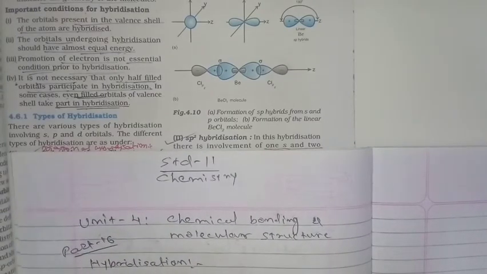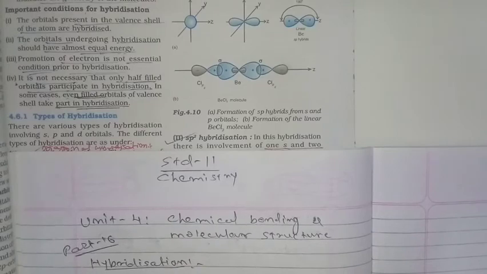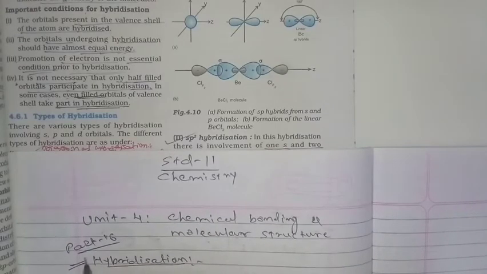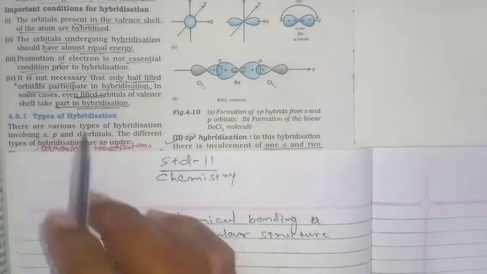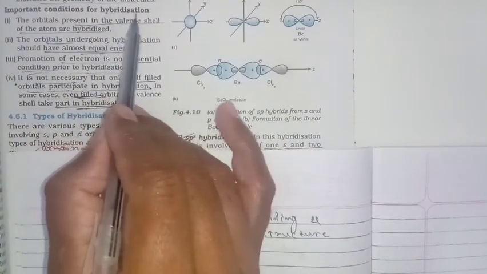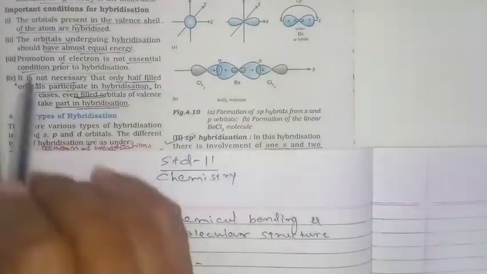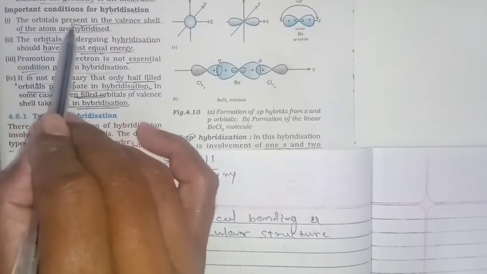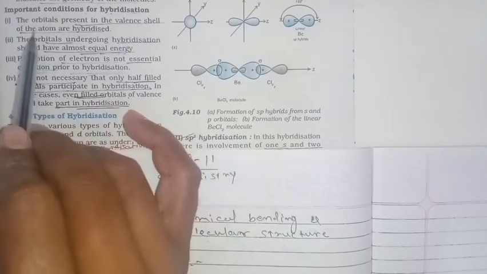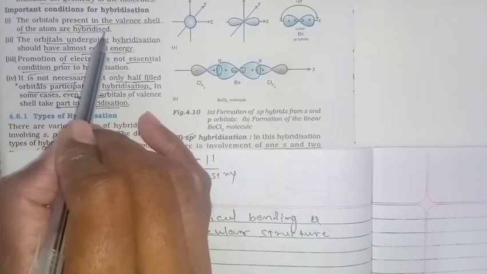Hybridization is to be continued. Last time we had discussed types of hybridization. Now today we are going to learn about important conditions for hybridization. Here the first condition is that the orbitals present in the valence shell of the atom are hybridized.